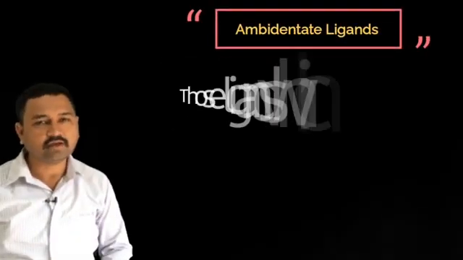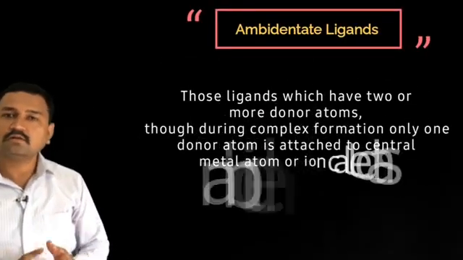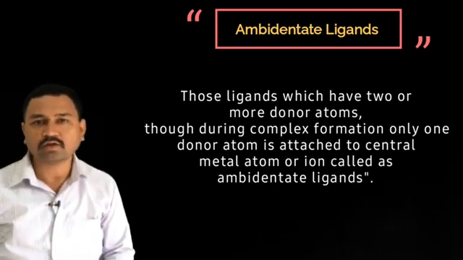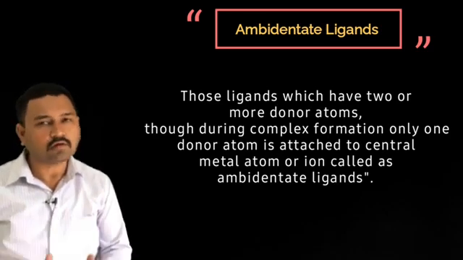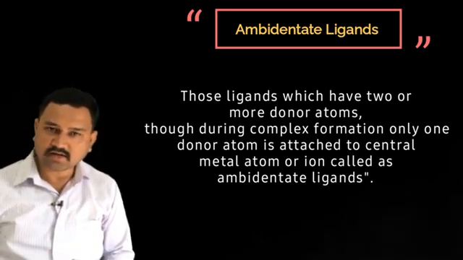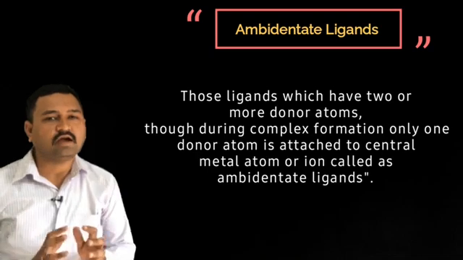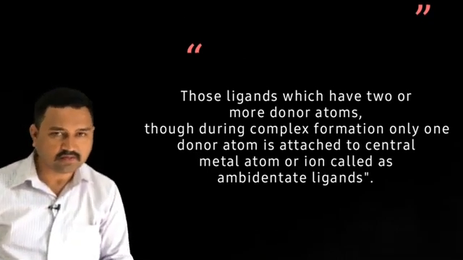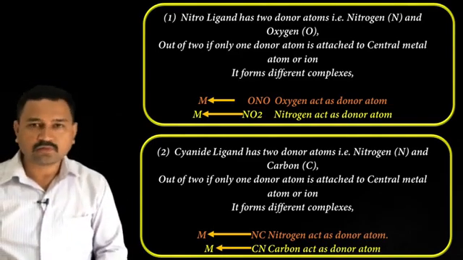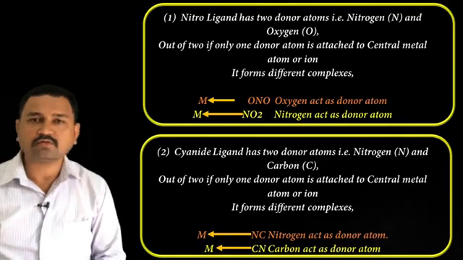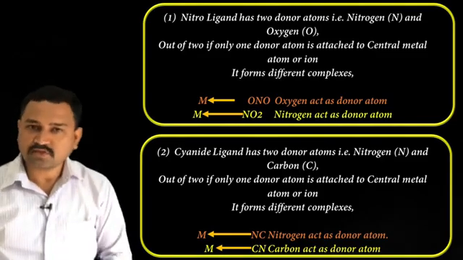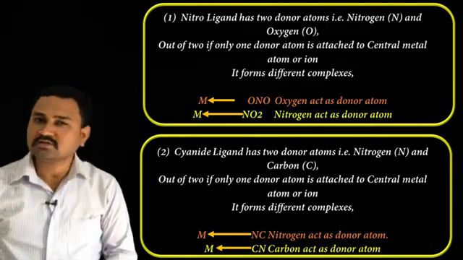Now the second type of ligand, that is the ambidentate ligand. An ambidentate ligand is a ligand which has two or more donor atoms, though during complex formation only one donor atom is attached to the central metal atom or ion. Consider the first example, the nitro group. In the nitro group, we know that there is a lone pair of electrons present on the nitrogen atom as well as on one of the oxygen atoms. Hence there are two donor atoms in this nitro group.